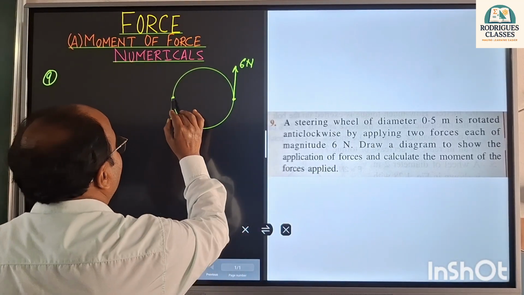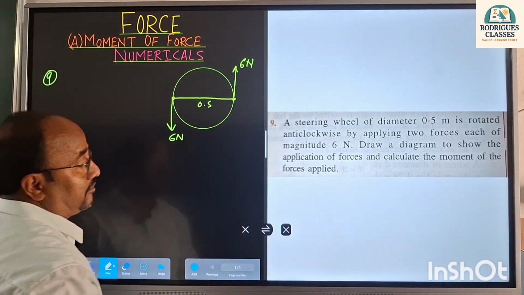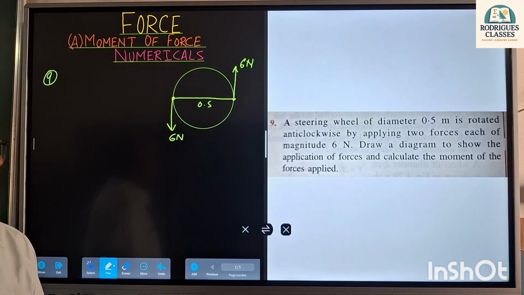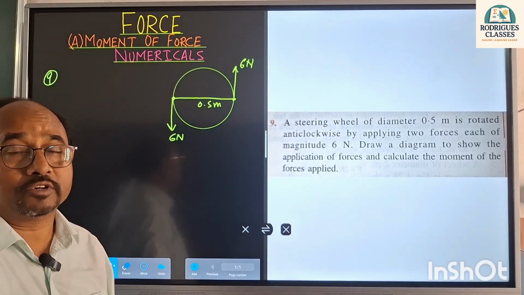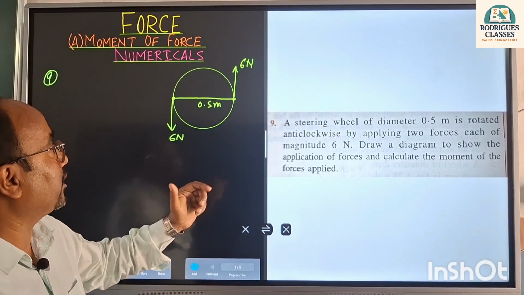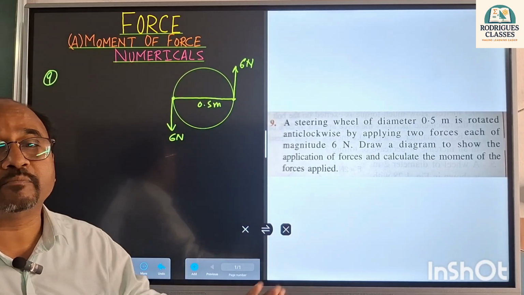Diameter is given as 0.5 meters, so this becomes my 0.5 meter as the diameter. So this is the diagram. You will have marks for diagram. So the diagram is to be properly drawn. You cannot miss any of the forces, and the diameter also. So the diagram part is done.